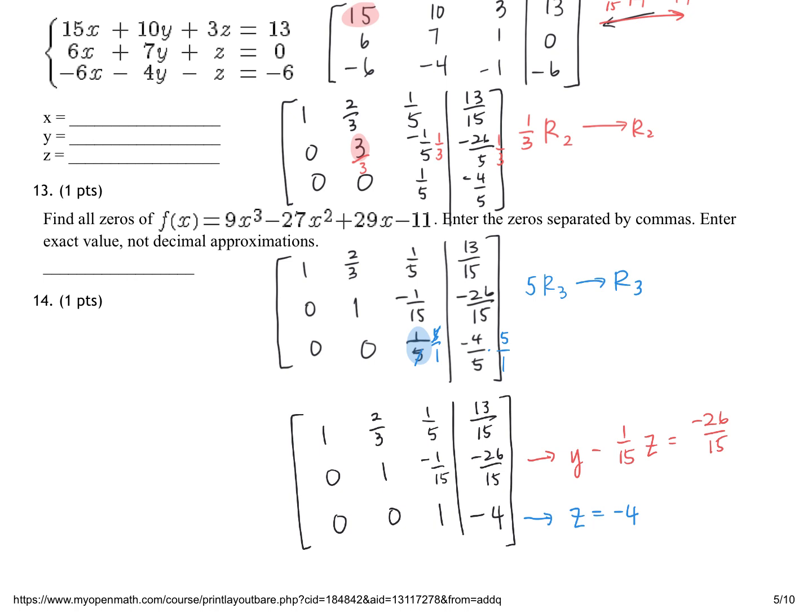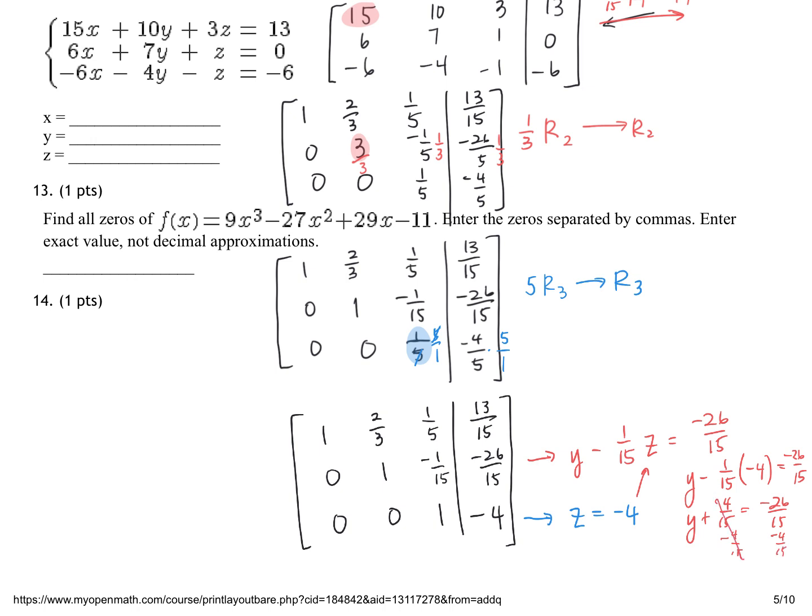And since I know z from here, I can just plug that in there. So this is going to be y minus 1 over 15 times -4 is equal to -26 over 15. So I'm going to use my calculator here. I can do -4 times -1 over 15, and that's going to give me -4 over 15. Or I'm sorry, it's going to be positive. So y plus 4 over 15 is equal to -26 over 15. And then I would subtract that from both sides.